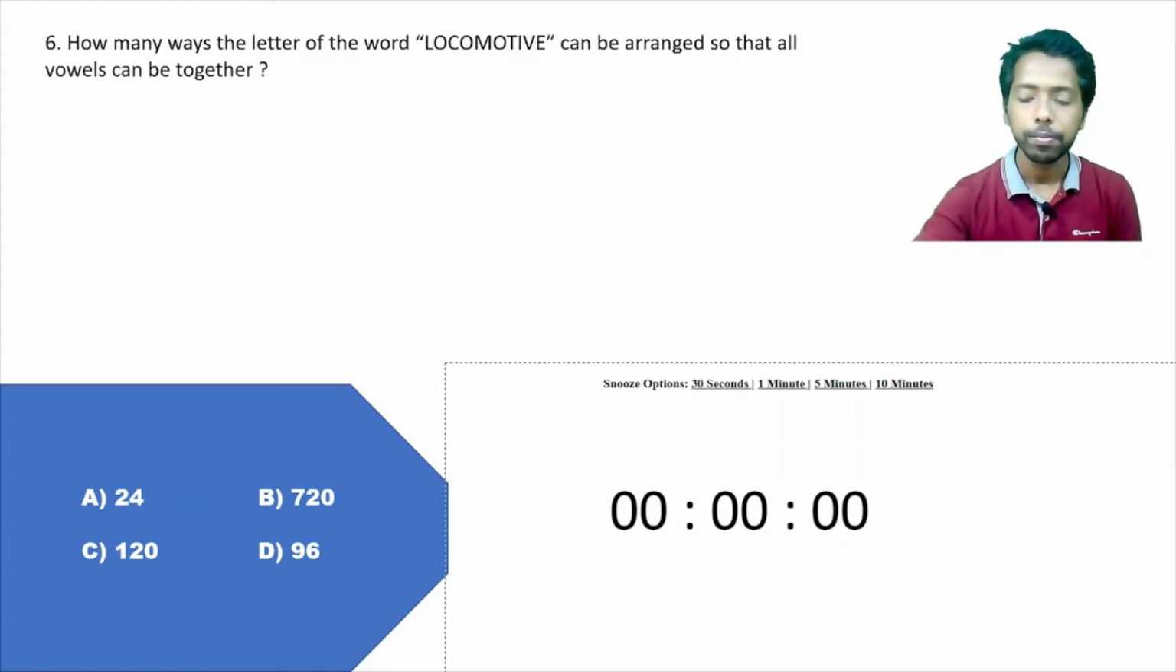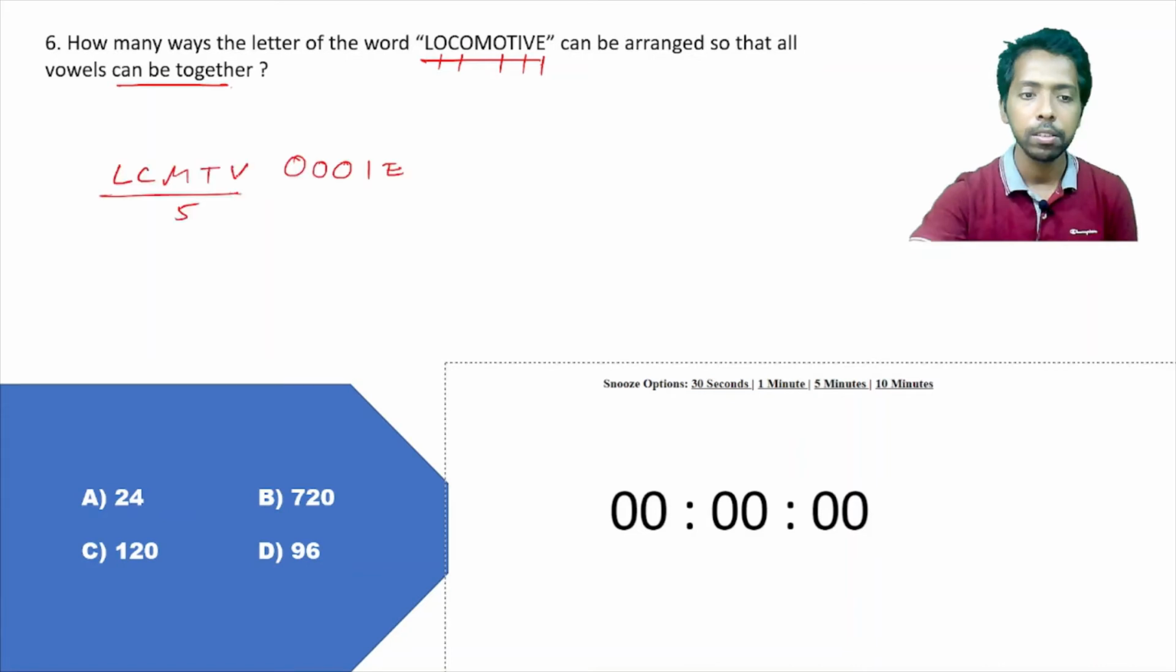Okay. So how many ways can the letters of the word locomotive be arranged so that the vowels are together? Vowels are always together, right? So how many vowels here? One, two, three: O, I and E, right? So write it down separately, I and E. And what are the rest of the letters? L, C, M, T, and V. So these are all 5 letters.